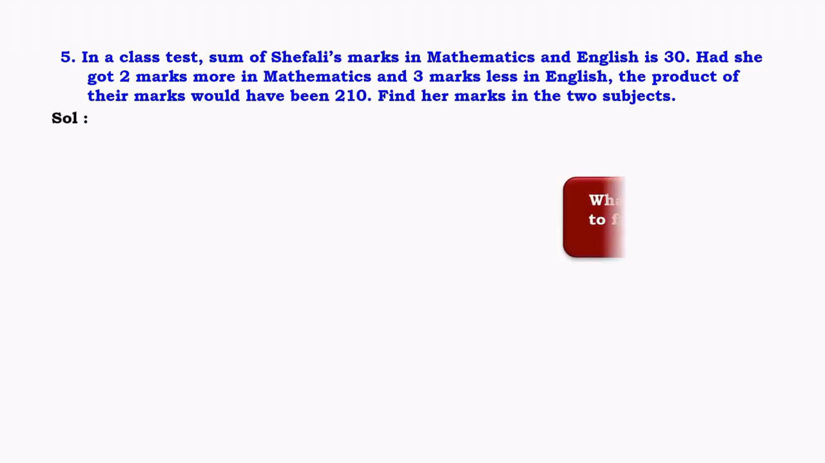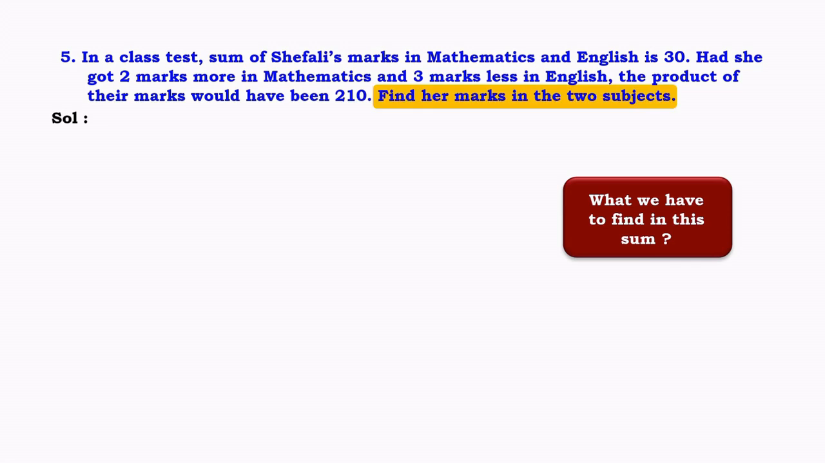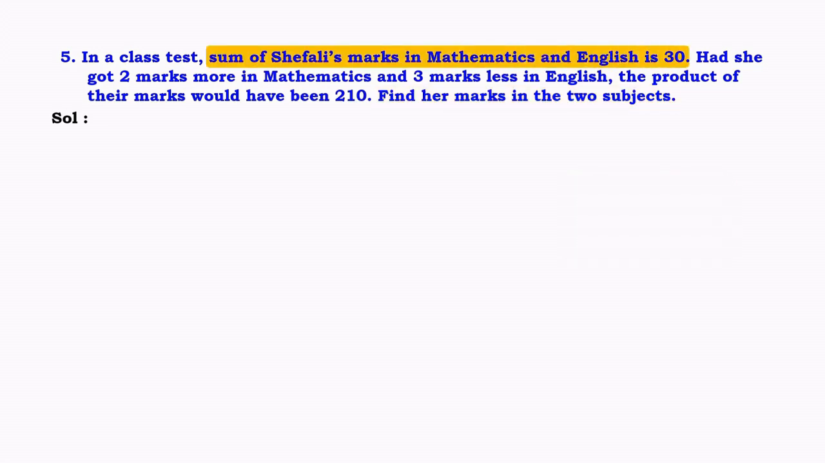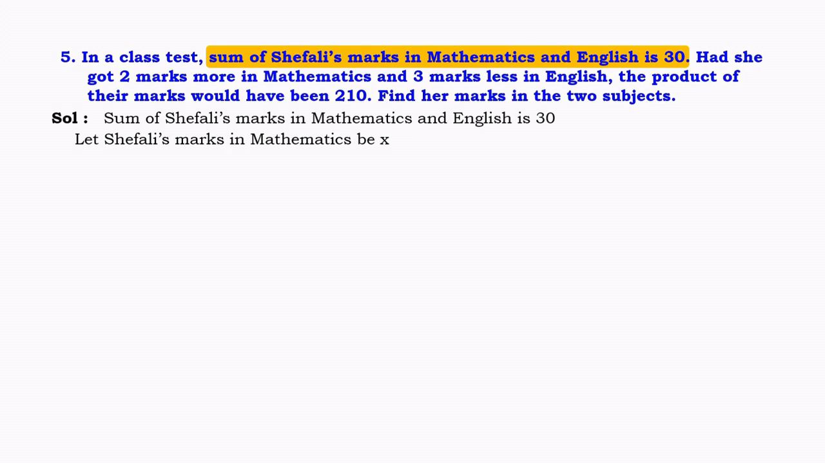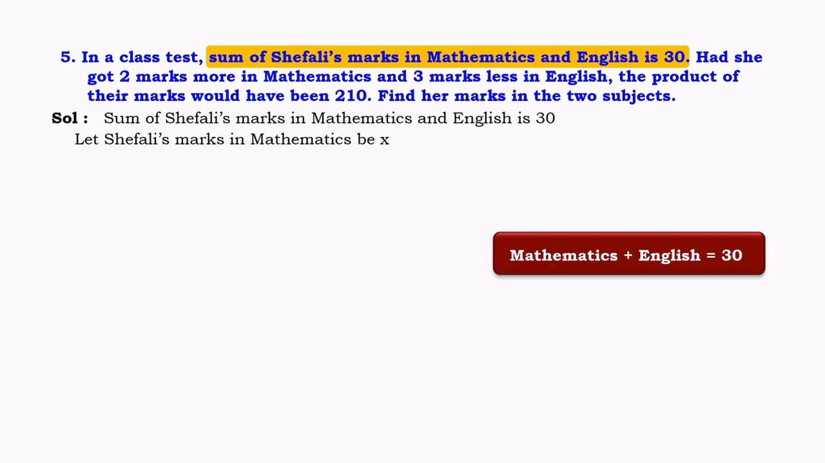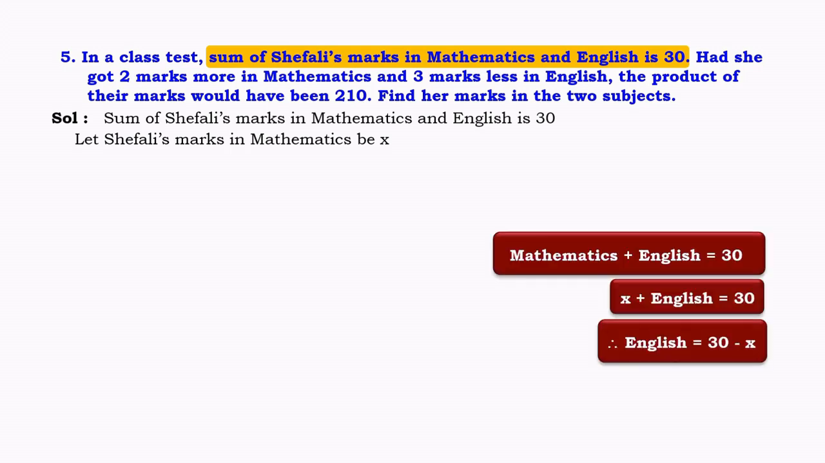First, let us understand what we need to find. We need to find Shefali's marks in mathematics and English. We know that the total of the 2 marks is 30, but we do not know the individual marks. So, let us assume that Shefali scored x marks in mathematics. Since the total marks are 30, her marks in English will be 30 minus x.